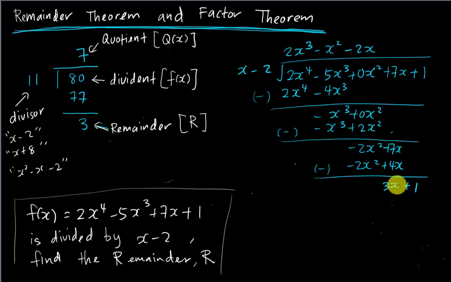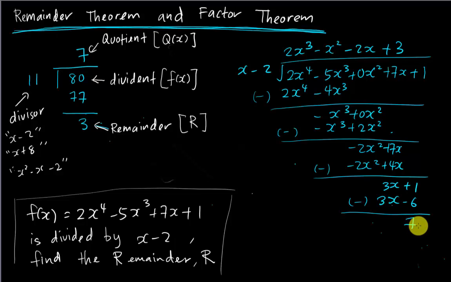So in order to get 3x, I will write plus 3 here. So 3 multiplied by x is 3x. 3 multiplied by negative 2, you will get negative 6. So you have an invisible minus here, so you are left with 7.